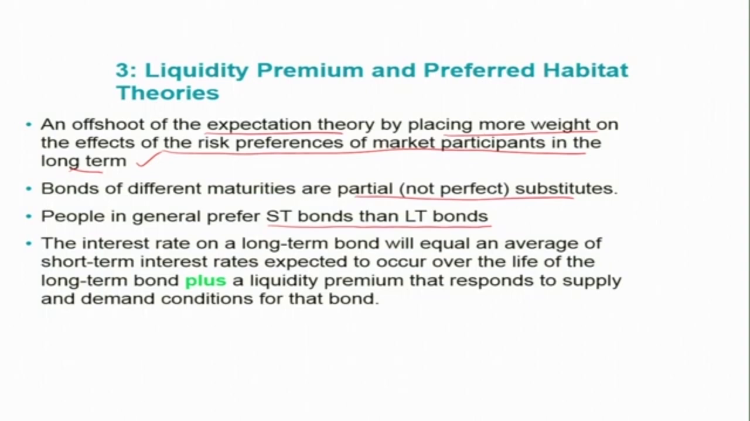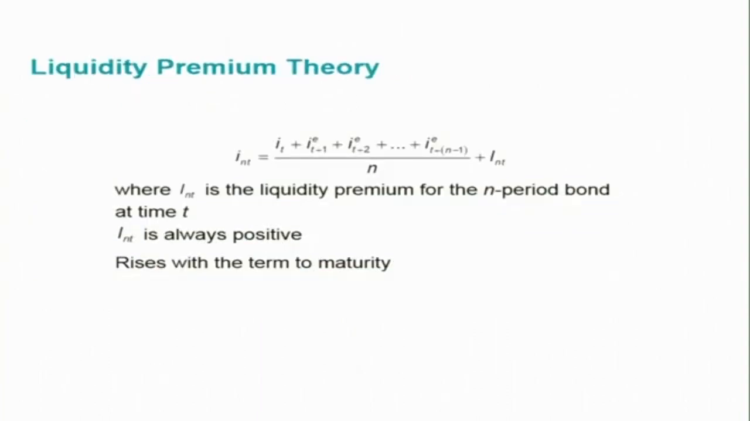So in this case, we can see that the interest rate on a long term bond will equal an average of short term interest rates expected to occur over the life of the long term bond, which is what we have seen in the expectation theory, plus a liquidity premium that responds to supply and demand conditions for that bond. Translating this, the interest rate of a long term bond with maturity at n periods is going to be, as the first part, the expectation theory, the average of so many short term rates over the period of time, plus a liquidity premium.